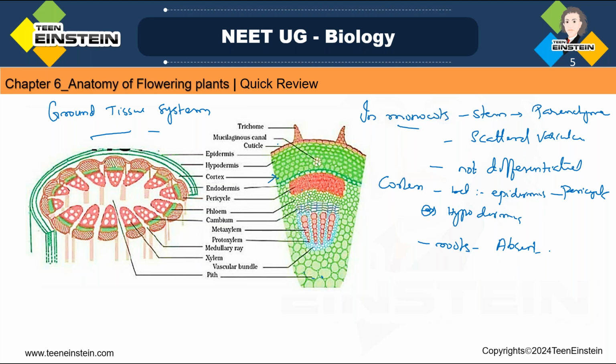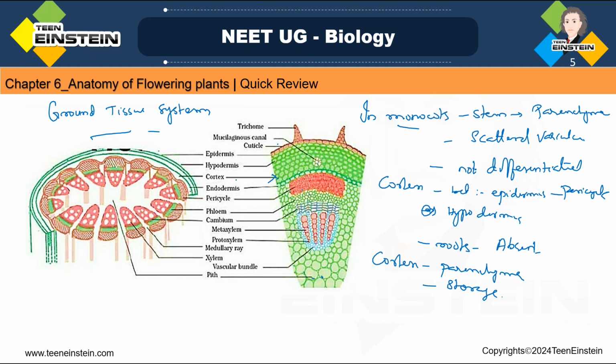Okay, next, the general cortex. This general cortex has parenchymatous cells. Here you can see the parenchymatous cells in the cortex, right? And the main function of this cortex? Cortex is made up of parenchymatous cells, and the main function is what? Storage. Okay, these two points you must learn: cortex is parenchymatous, and the main function of cortex is storage of food.